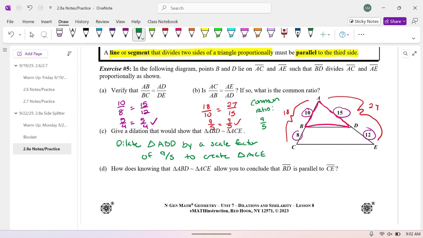So let's just check with that. So let's say I did 15 times 9 over 5. Well, I can simplify the 15 to 5. That's 1 and that's 3. 3 times 9 is 27 over 1, so 27. All right, it works. You could have also gone the opposite direction and said that you could dilate ACE by a scale factor of 5 over 9 to get ABD. All you have to do is flip it because you would just flip the proportion.